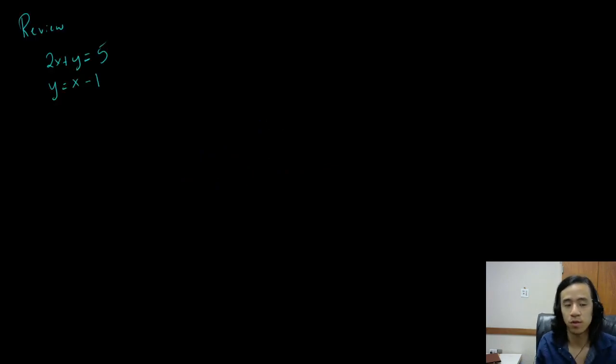Alright, so this is a review from Algebra 1. These are systems of linear equations. There are two ways to solve these: you can either do substitution or elimination. Let's go ahead and do elimination first. What you do with elimination, and I'm going to do this work in red, is you have to get both of these in standard form.